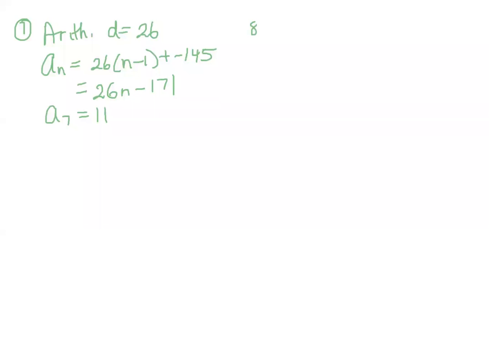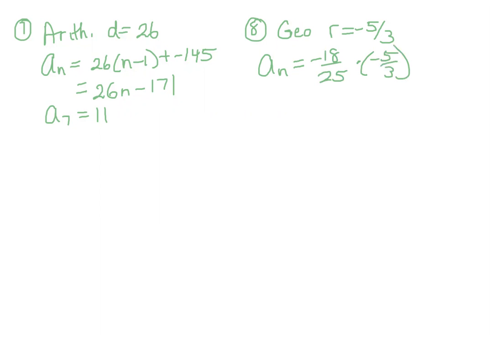And the last one, number 8, last one of this kind, is geometric, and r equals negative 5/3. So A_n is the first term times negative 5/3 to the n minus 1. Geometric is a lot easier. You don't have to simplify once you substitute anything in. And substituting a 7 in for the n, you should get negative 100, this.